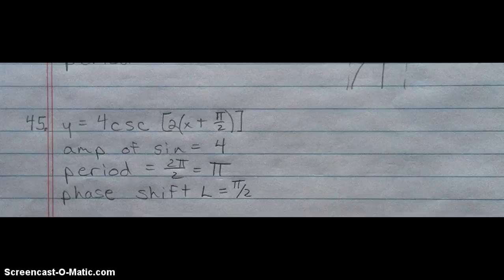Problem 45, we have cosecant. We look at 4 here. That tells us the amplitude of the sine function that's inside of the cosecant function. The period is 2 pi over this b value, which is 2, so that gives us a period of pi. And our phase shift is left pi over 2. And you can use your calculator to verify that.